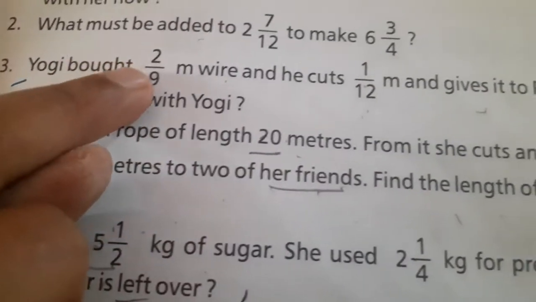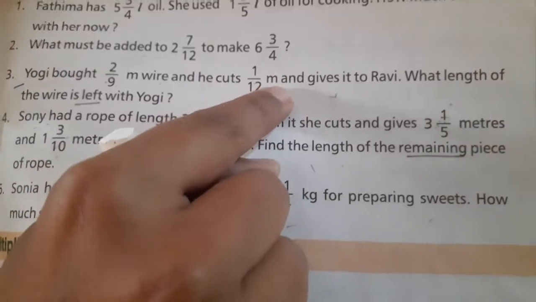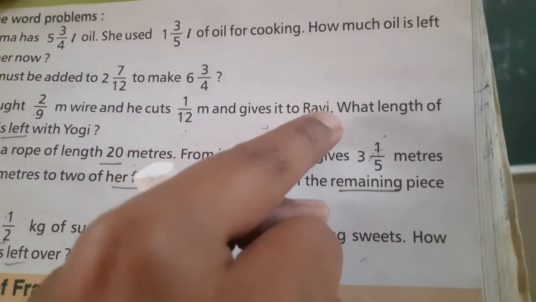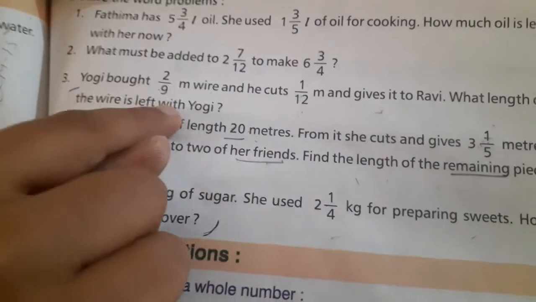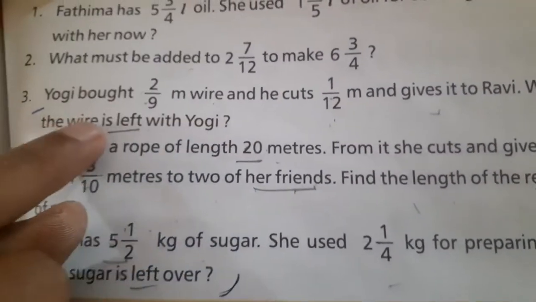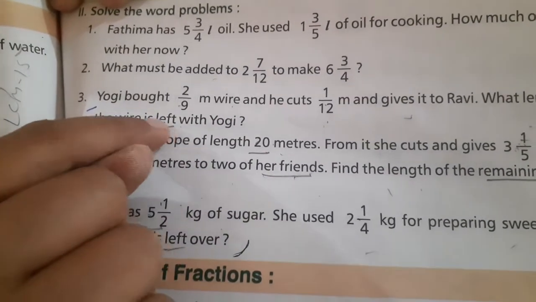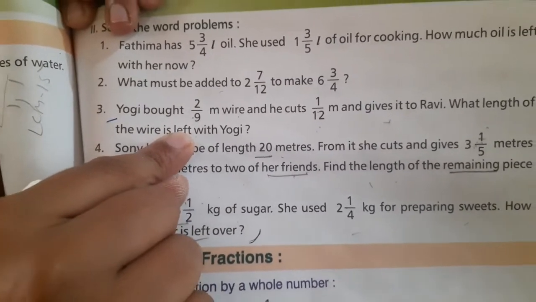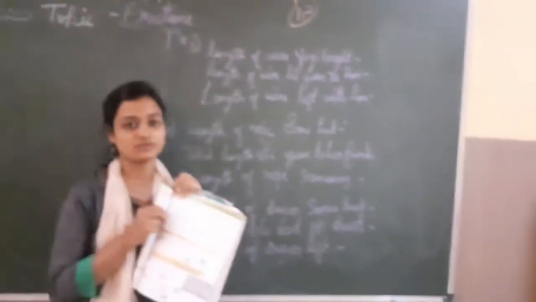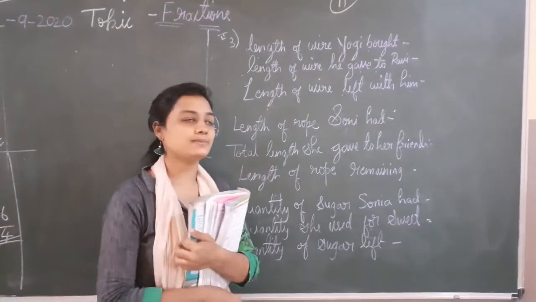Yogi bought 2 by 9 meter wire and he cuts 1 by 12 meter and gives it to his friend Ravi. What length of wire is left with Yogi? You can see the word left here. Left means you should subtract. Whenever you see the word left in the statement problems, it means you have to subtract the numbers. So come to the board and check how to write the statements for it. We'll write the statements now.